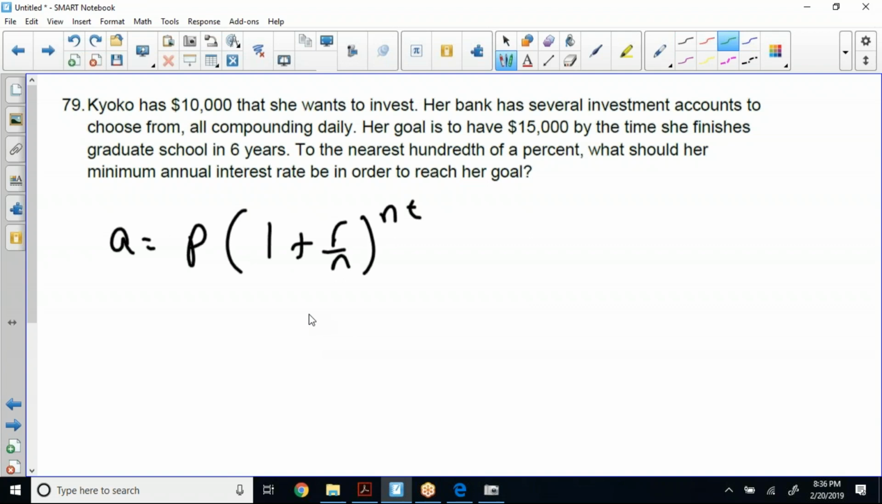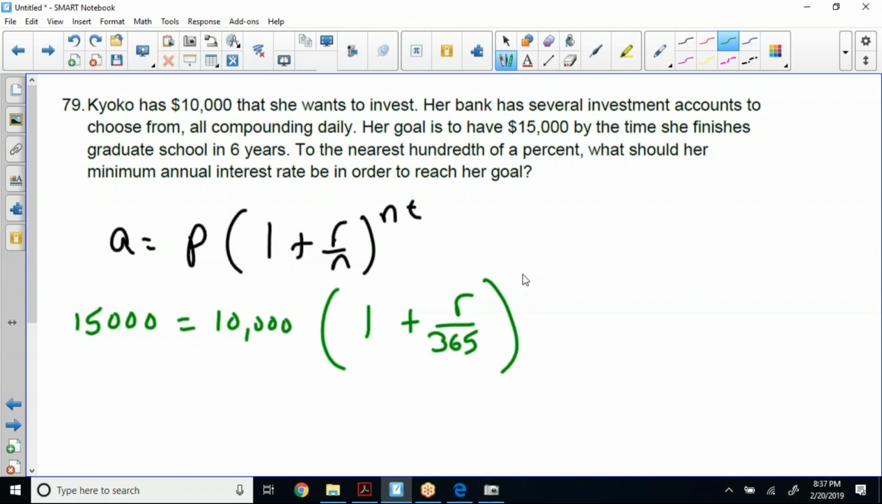That's right, daily. So her goal is to have 15,000, equal to 10,000 times 1 plus, we don't know what the interest is, but we know that's 365 days, and that this right here is 365 days compounded times 6 years. So 365 days times 6 is 2190.